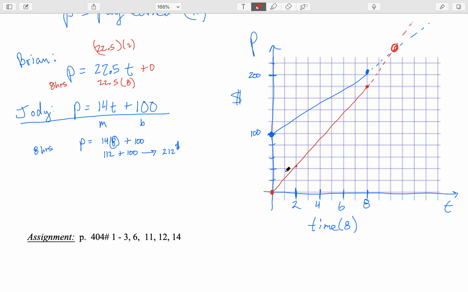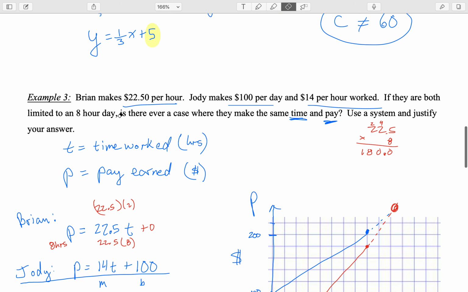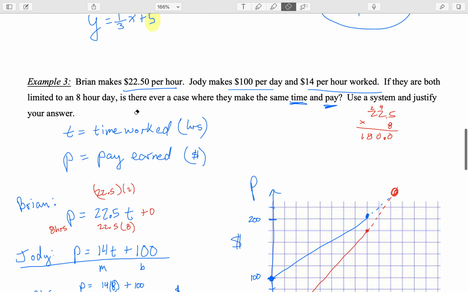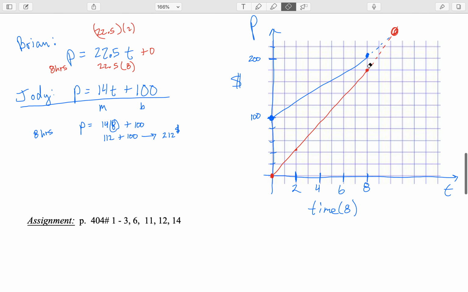Now that was kind of hard to figure out, but I just figured it out from 2 points, and then I used a ruler to straighten them out. So I know that they are going to intersect. Is there ever a case where they make the same time and pay? In other words, the intersection, use the system, but they're limited to an 8-hour day. So in other words, my lines have to stop here. I can't extend them. So if you can't extend them, do they ever make the exact same time and pay?